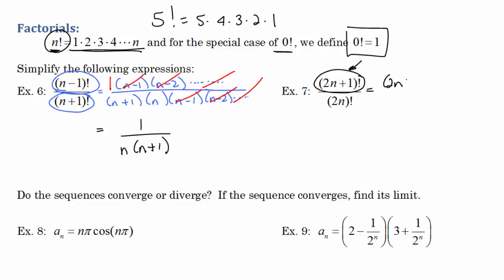So we have 2n plus 1 times 2n. It goes forever, but I'm going to stop because that's exactly what I have in the denominator. And then I can reduce those and just be left with 2n plus 1. Those are going to come in handy.